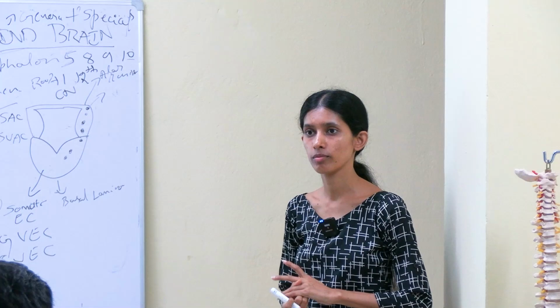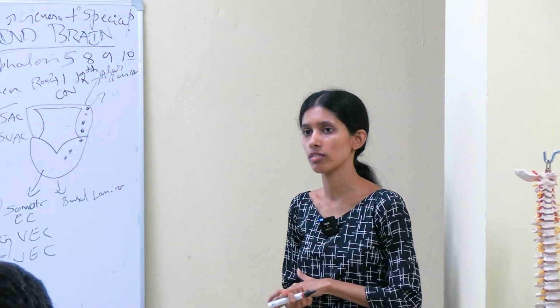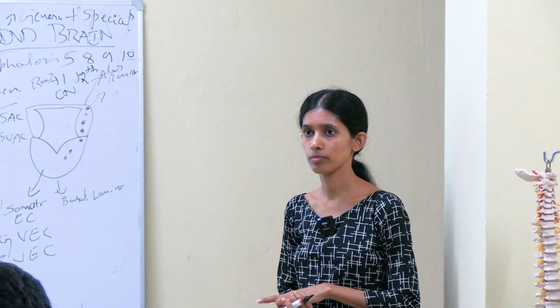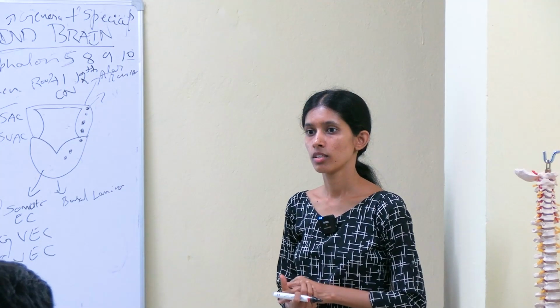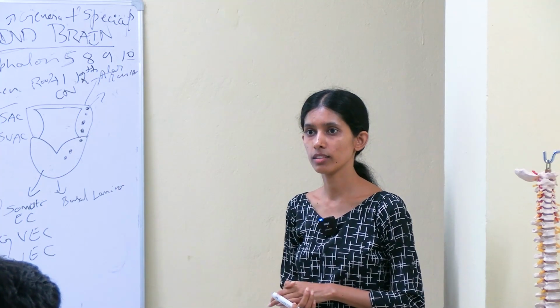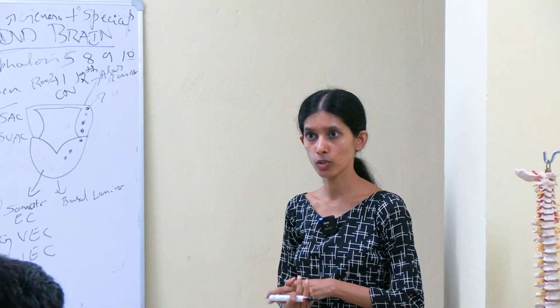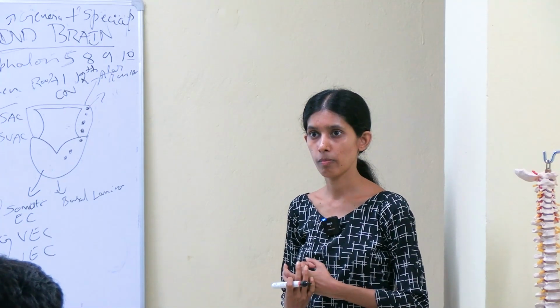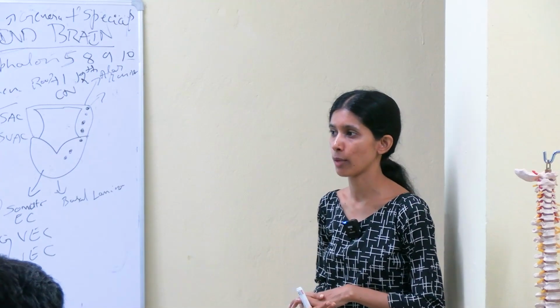Vagus nerve, which one? 9th, 10th, okay, 10th is vagus nerve. Others? 11th and 12th? 11th is spinal accessory nerve. 12th? Glossopharyngeal. Hypoglossal. Okay, 12th one is hypoglossal.